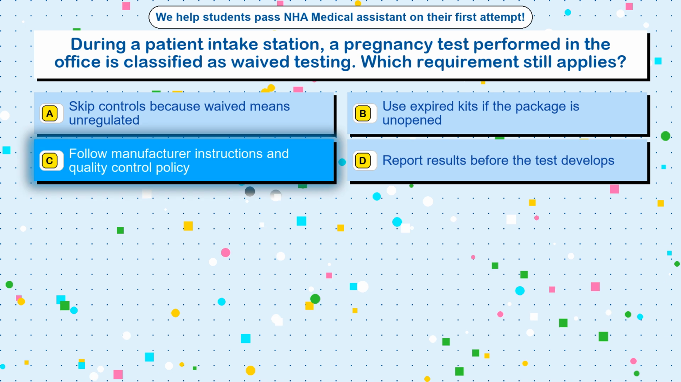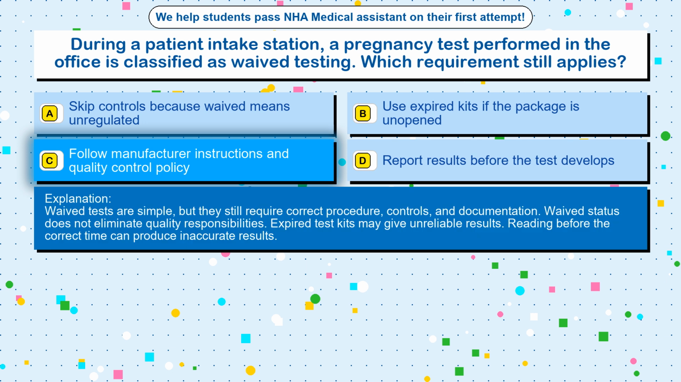The correct answer is option C, follow manufacturer instructions and quality control policy. Waived tests are simple, but they still require correct procedure, controls, and documentation. Waived status does not eliminate quality responsibilities. Expired test kits may give unreliable results. Reading before the correct time can produce inaccurate results.